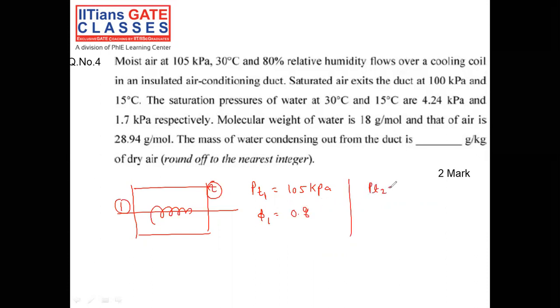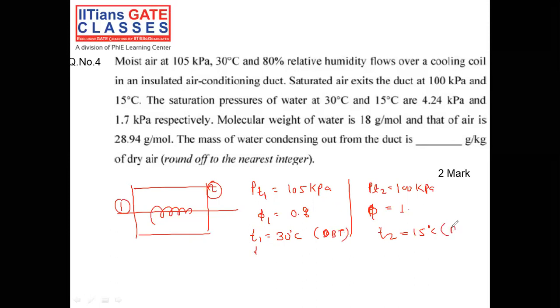Total pressure at section 2 is 100 kilopascal, and phi is nothing but 1, that is 100% saturation. The relative humidity is 100%, that is saturation. And the temperature T1 is given as 30 degrees centigrade. Now it is cooled to 15 degrees centigrade. Now remember, this is called dry bulb temperature.